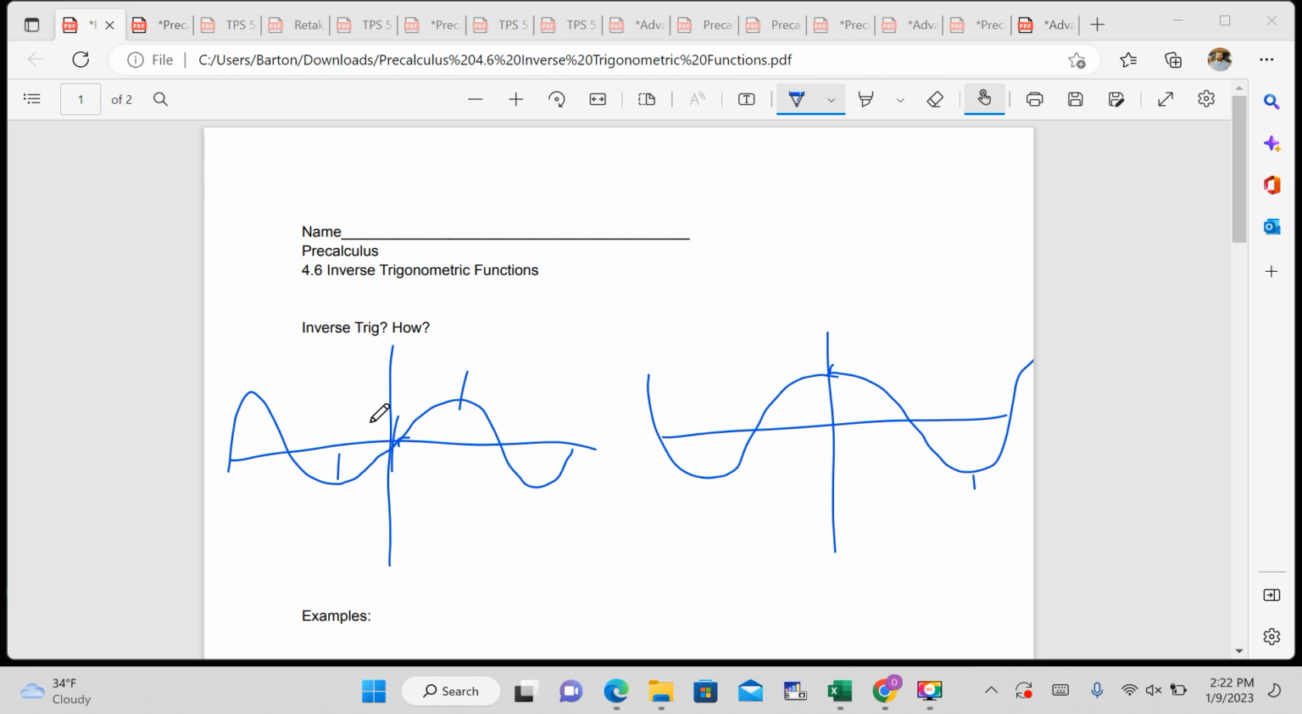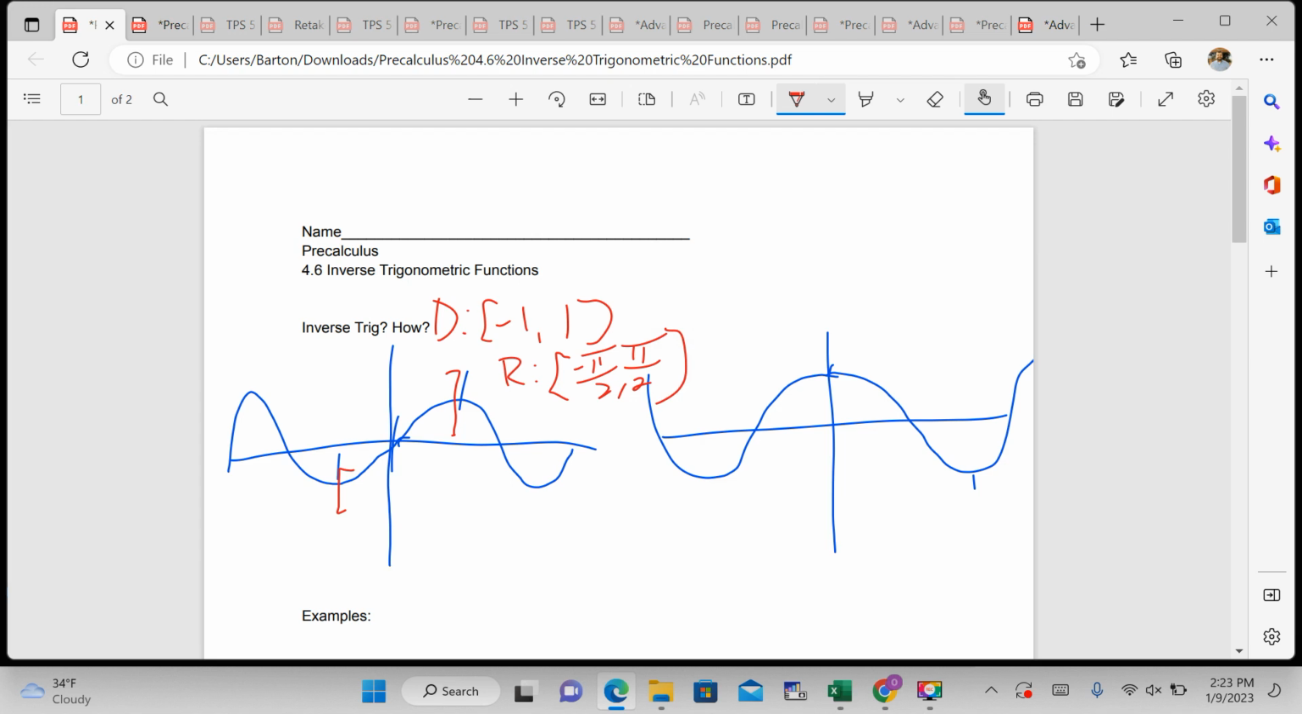So what we do with inverse trig, with regards to sine, your answers are only going to be between here and here. That way, every y value that could possibly happen with a trig function is represented. So we can say the domain of the inverse sine function is between -1 and 1, and the range, if you look at your unit circle and past graphs, will be between -pi/2 and pi/2.